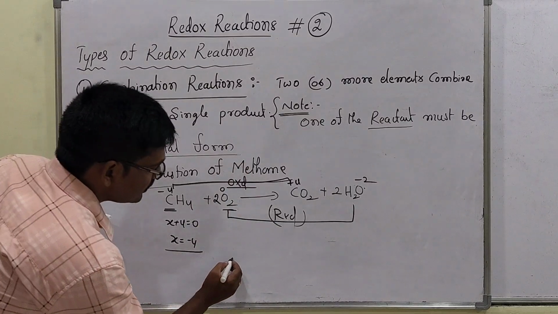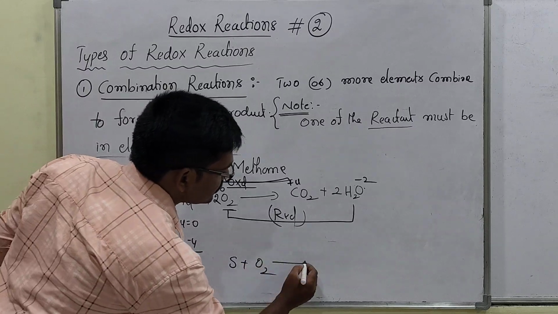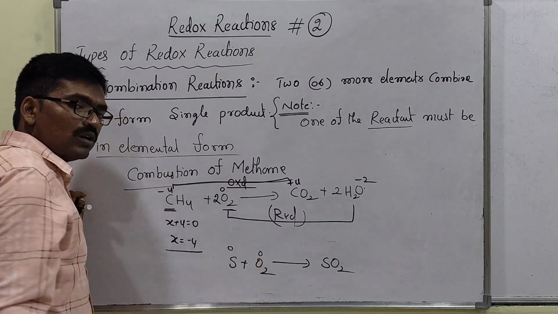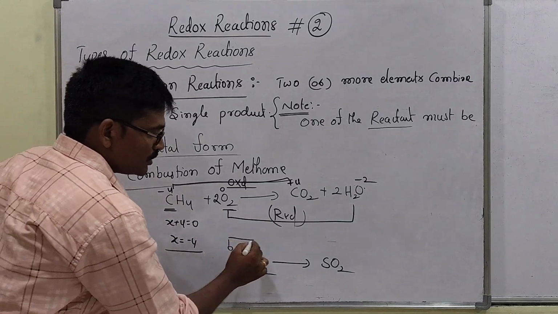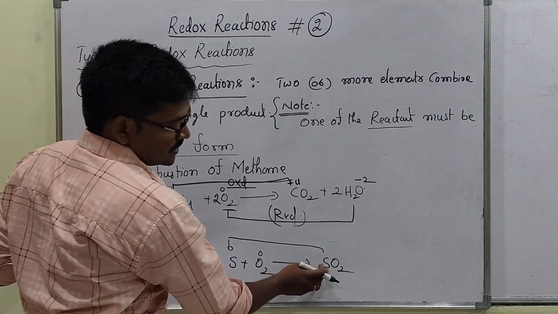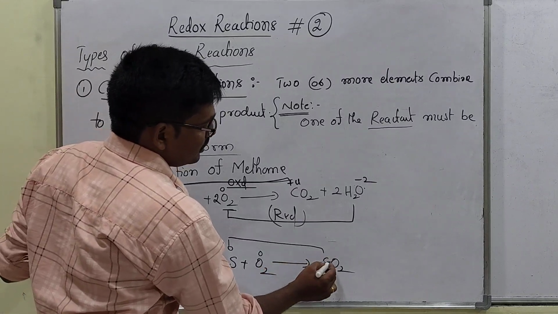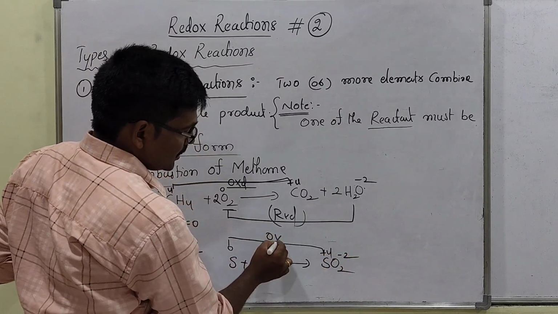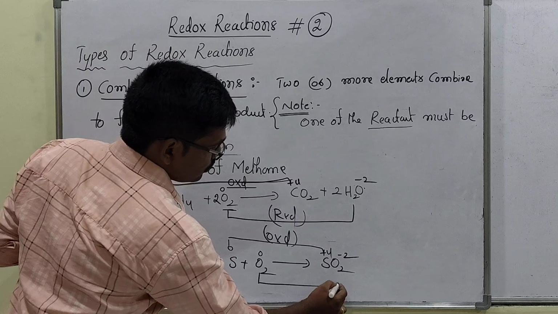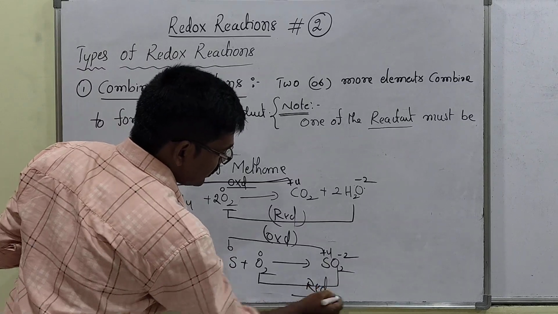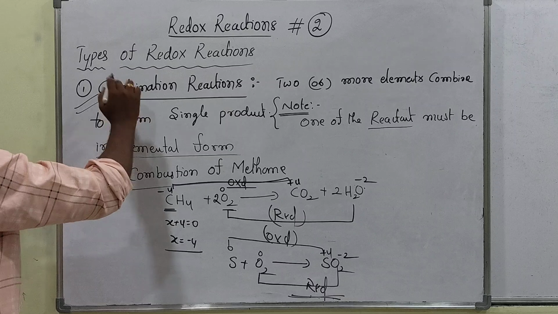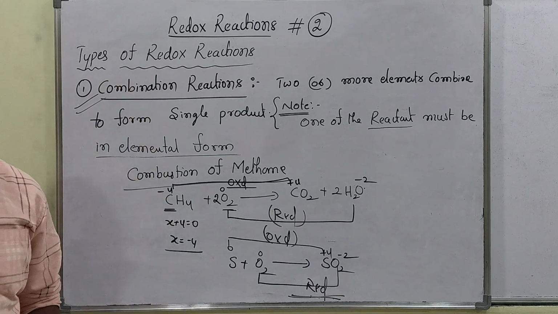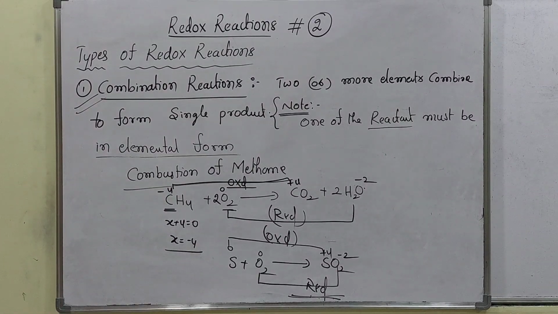Sir, one more example: sulfur, when it reacts with oxygen, sulfur dioxide is formed, SO2. Here 0 oxidation state, and oxygen also 0 oxidation state. In the product, the oxidation state of sulfur is +4, oxygen -2. So oxidation number increases, oxidation; oxygen 0 to -2, reduction. This is one of the examples of combination reactions. Understand, my dear students? Just note it, all of you. Then one more reaction, decomposition reaction, we'll discuss.